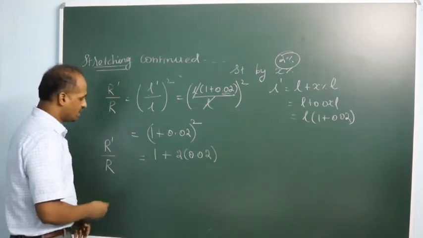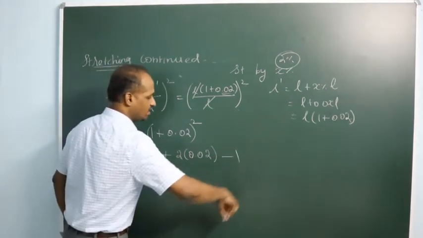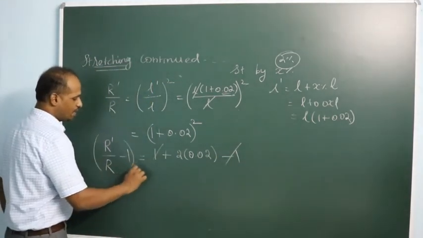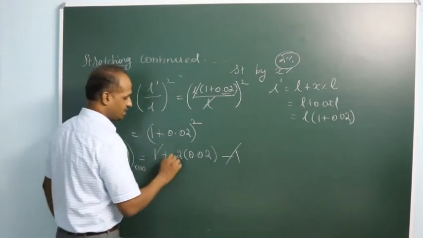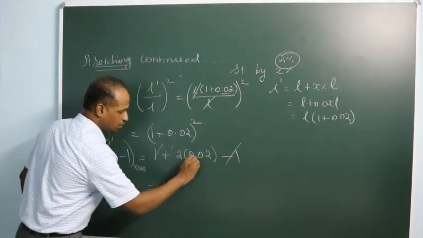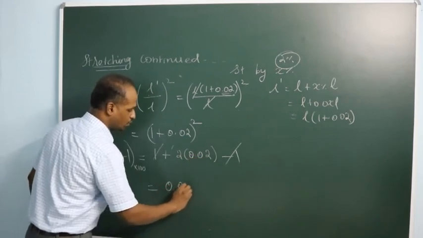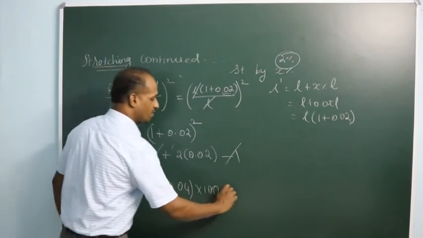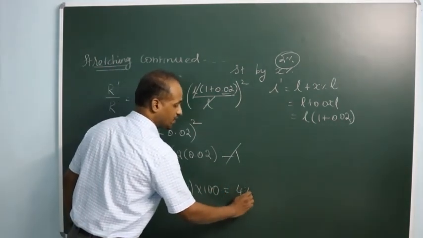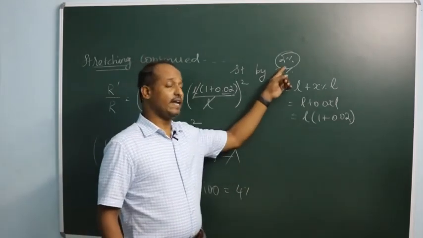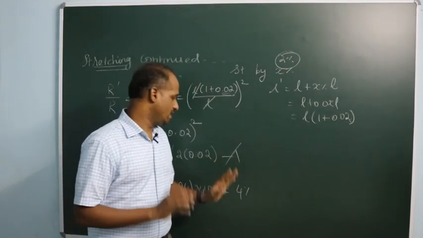Remember what we did just now? Minus 1 on both sides. When you put minus 1 on both sides, these two will be cancelled. This multiplied by 100 is the percentage of change. So this multiplied by 100, that means 2 into 0.02 is 0.04, into 100, so this is equal to 4%. If this is 2%, this becomes 4%. Then 8% means 16%, like that.